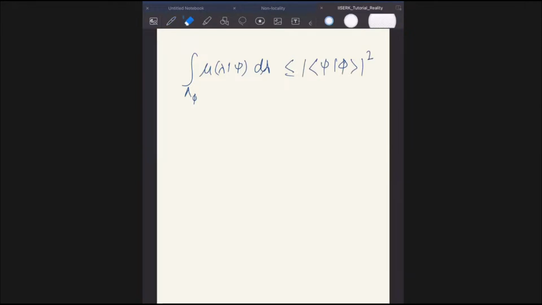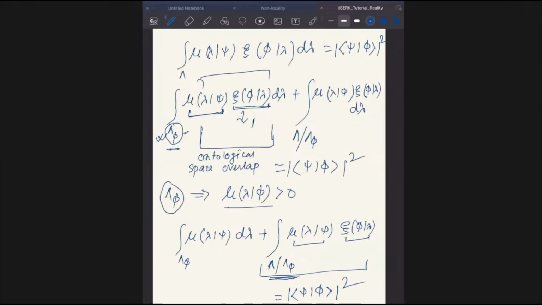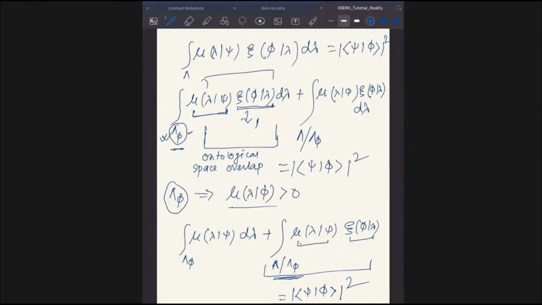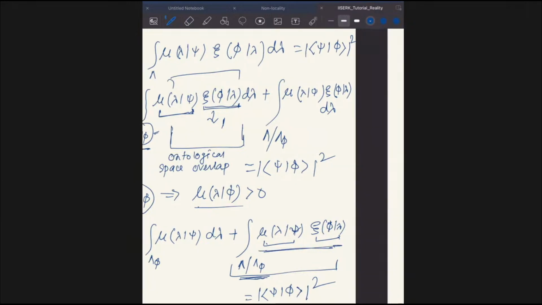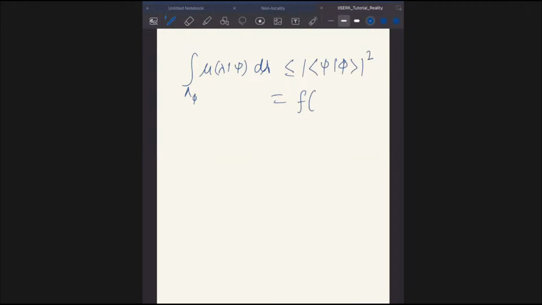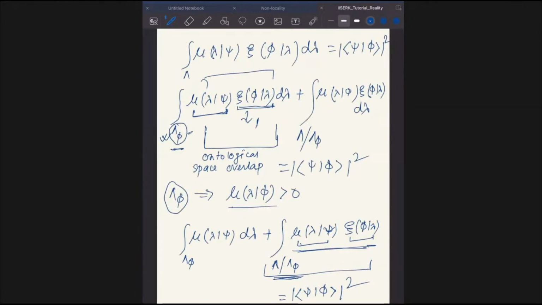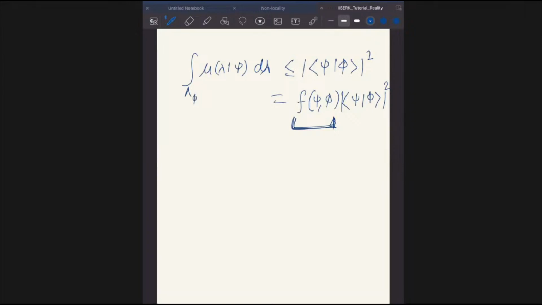Or better, you may write it as equal to some function. The second quantity I don't know, but at least I know that it is a function of psi and phi, because these two probabilities exist. So I can write one quantity that is a function of psi and phi, and this trade-off will be determined by it. Depending on this function, the trade-off is how much less the ontological space overlap is than the Hilbert space overlap. That is determined by the second quantity. So I represented it like this.